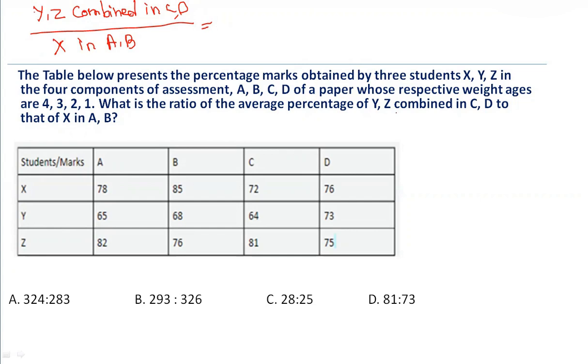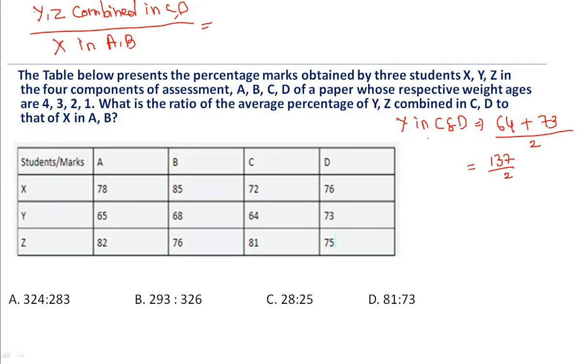So let's solve for the average marks obtained by Y in C and D. What is the value of Y in C and D? Value of Y in C is 64, plus value of Y in D, which is 73, divided by 2. How much is the value? The value is 137 divided by 2. So this is the first part, Y in C and D.